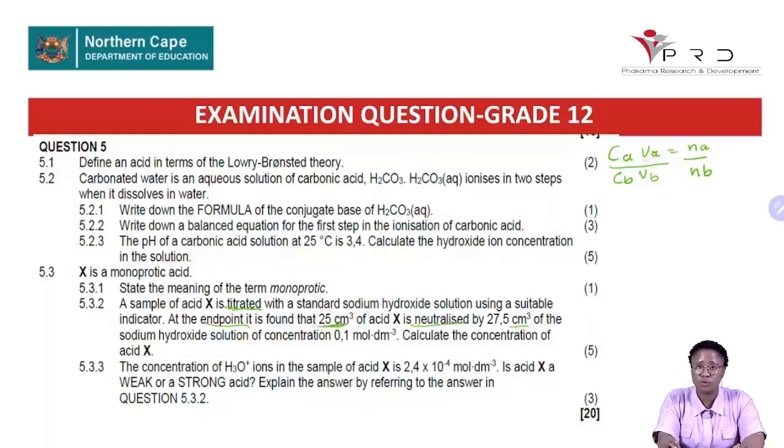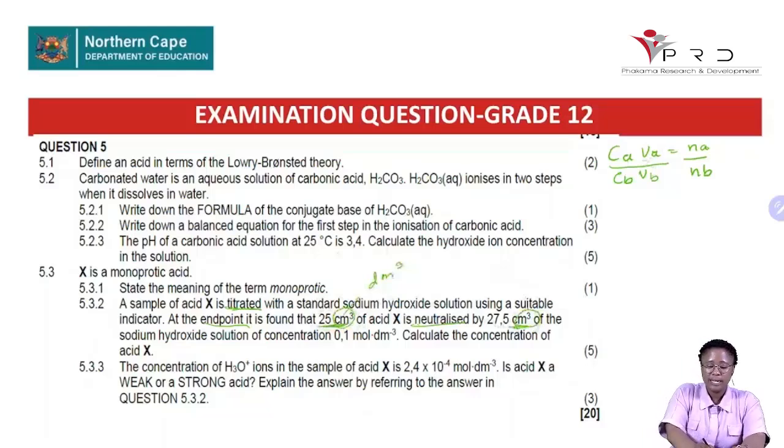Only on this formula you are allowed not to convert, and only when you have the same SI units. But if this one was decimeter cubed and this one was centimeter cubed, then you need to convert one to the other so that your volume is the same. It's either you're going to be using centimeter cubed or decimeter cubed. I hope you're with me there.